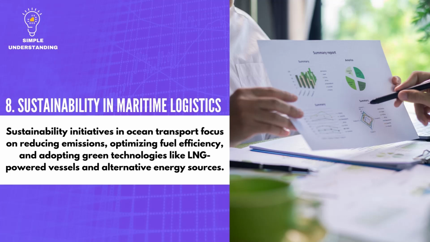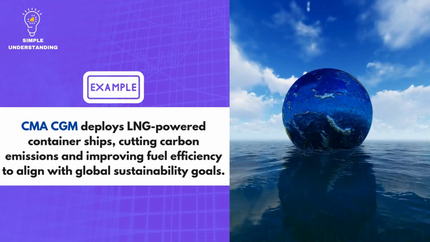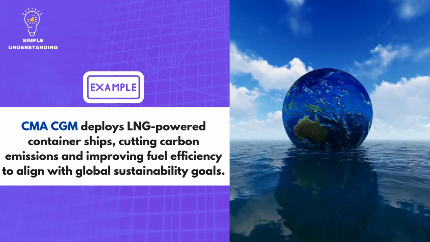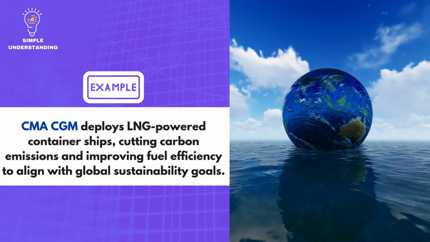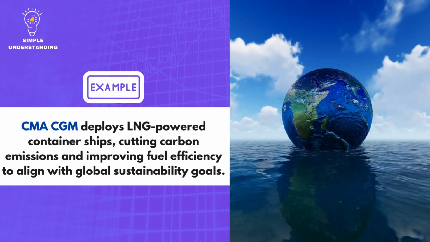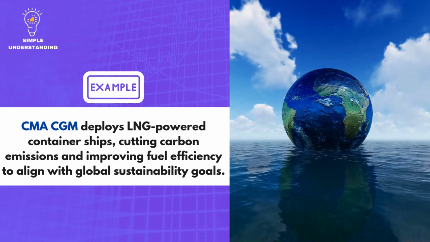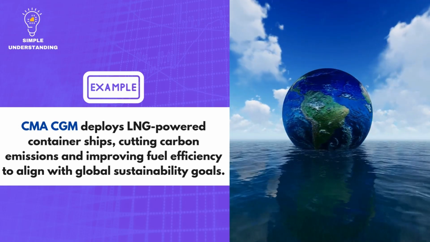8. Sustainability in maritime logistics. Explanation: sustainability initiatives in ocean transport focus on reducing emissions, optimizing fuel efficiency, and adopting green technologies like LNG-powered vessels and alternative energy sources. Real company example: CMA CGM deploys LNG-powered container ships, cutting carbon emissions and improving fuel efficiency to align with global sustainability goals.